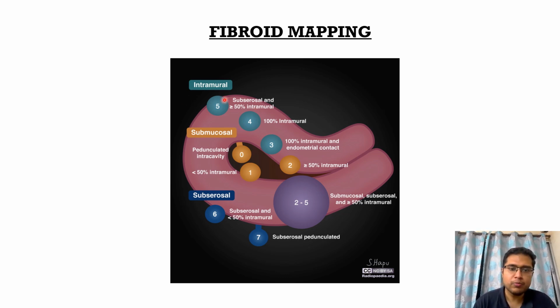5 is subserosal with more than or equal to 50% intramural component. 6 is subserosal with less than 50% intramural component. 7 is subserosal pedunculated, and 2 to 5 include submucosal, subserosal and more than or equal to 50% intramural type. So it is very important on MRI. Very commonly, even on ultrasound, it is not very clear whether this fibroid is in the broad ligament or it is actually an ovarian lesion, which is very much appreciated on MRI images of the pelvis.